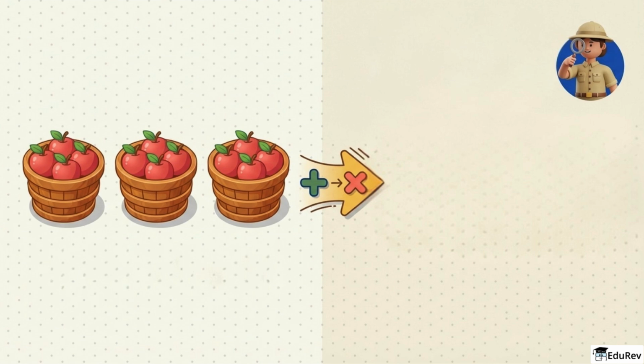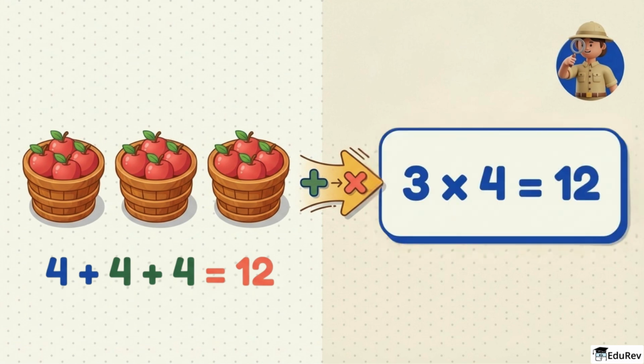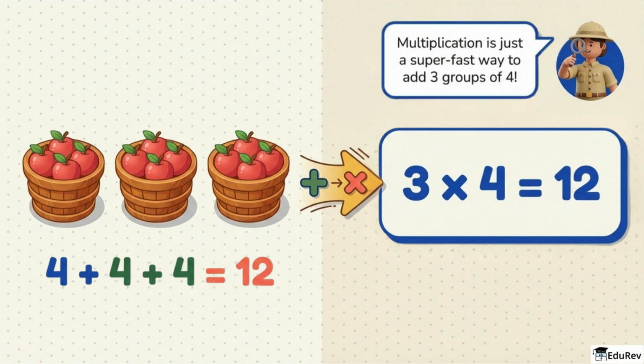Let's begin with a simple example. Imagine you have 3 baskets and each basket has 4 apples. You could add them like this. 4 plus 4 plus 4 equals 12. That works. But multiplication gives us a shortcut. 3 times 4 equals 12. So multiplication is just a super fast way of adding equal groups. 3 groups of 4 makes 12. That is the heart of multiplication.